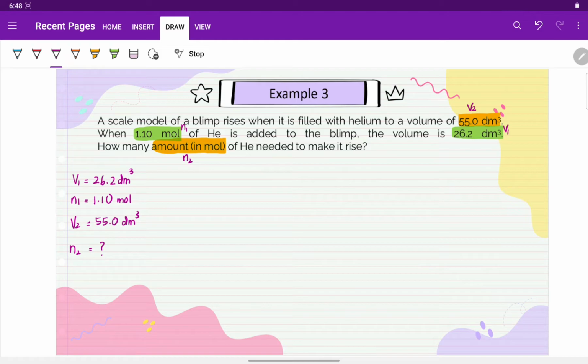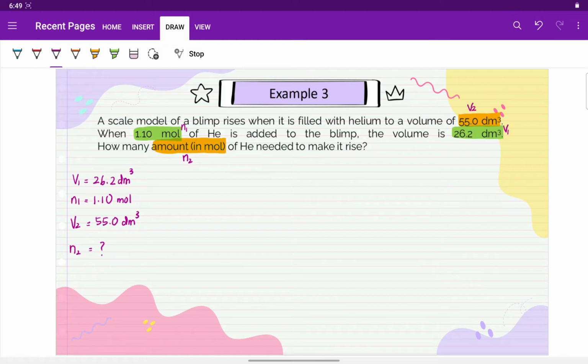Okay, now dekat sini, mungkin ada yang wondering, mesti ke V2 55? Kalau saya tulis V1 boleh ke? Boleh, tak ada masalah. Okay, kalau awak nak letak dia sebagai V1, terpulang kepada awak. Okay, sebab dia taklah semestinya initial dan final. It's just yang penting adalah matchkan dengan number of mole yang betul. Okay, tak bolehlah awak gunakan 55, number of mole 1.1. Okay, that is wrong. So that's why you need to read the question carefully. Tengok pair dia yang mana.